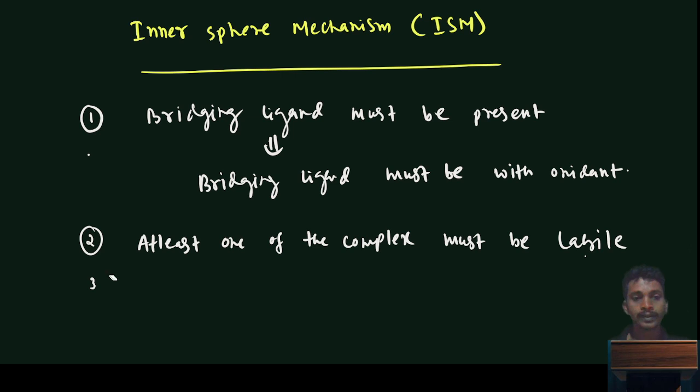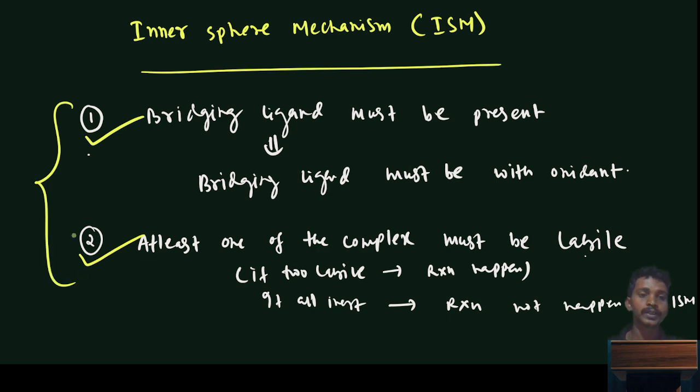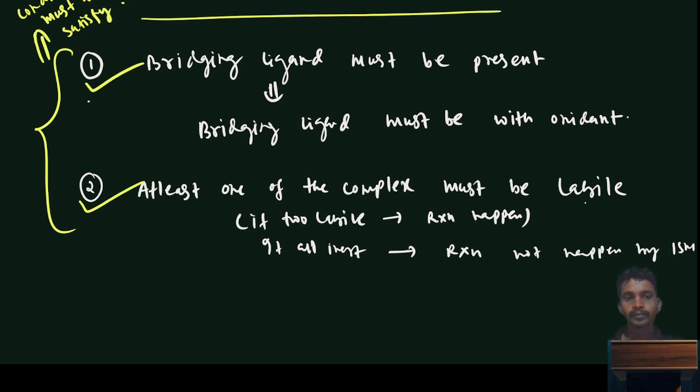And the third point, if two are labile, then the reaction happens. But if all are not, then the reaction does not happen by inner sphere mechanisms. Okay, so these are the important points. First, the bridging ligand must be present, and second, at least one of the complexes must be labile. So for inner sphere mechanisms, these conditions must be satisfied.